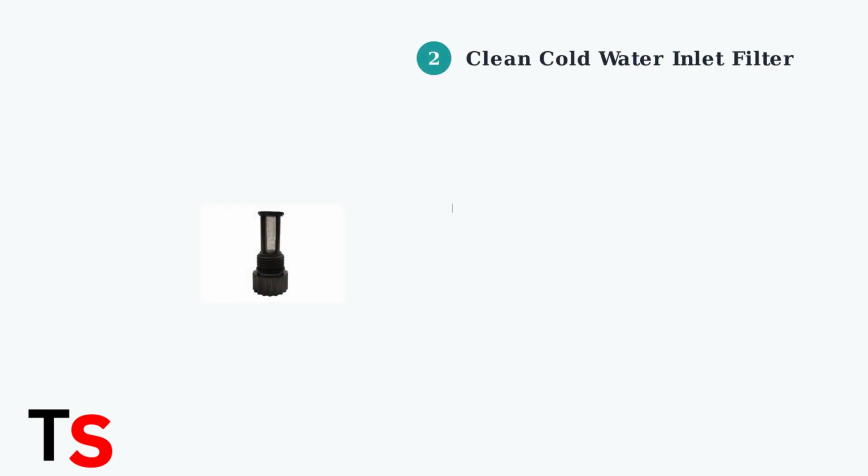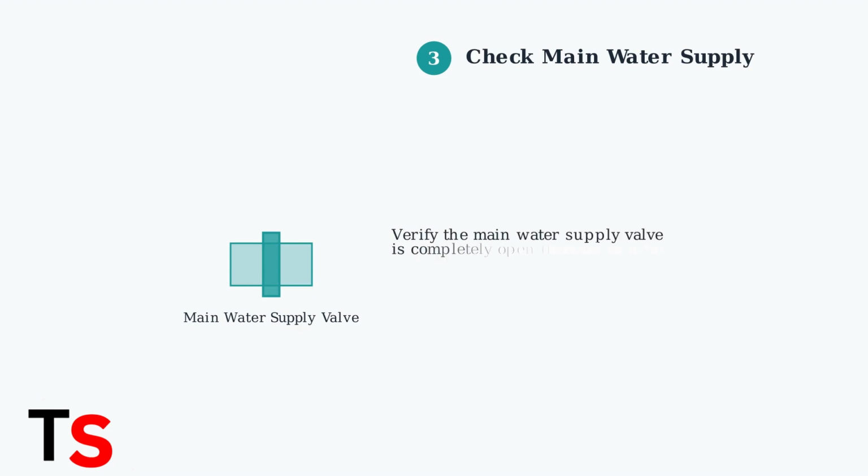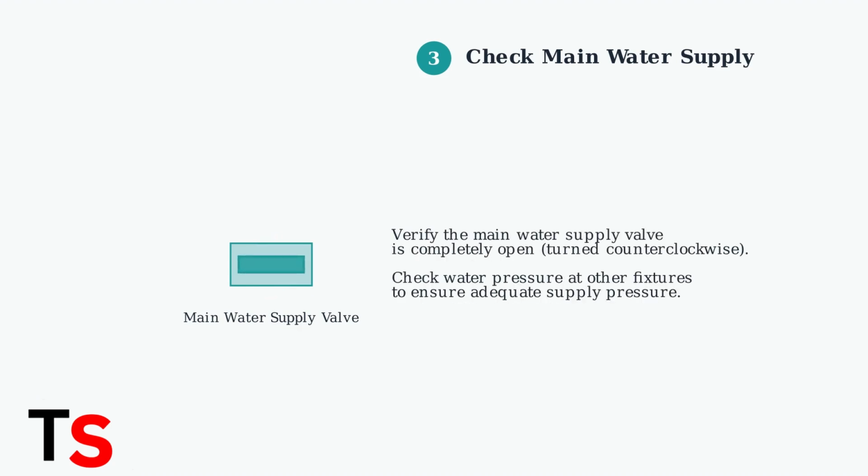error 351. Step 2. Inspect and clean the cold water inlet filter. A clogged filter restricts water flow and causes pressure issues. Remove the filter, clean it thoroughly with water, and reinstall it properly. Step 3. Ensure the main water supply valve is fully open. Check that there are no issues with incoming water pressure from your home's main water line.